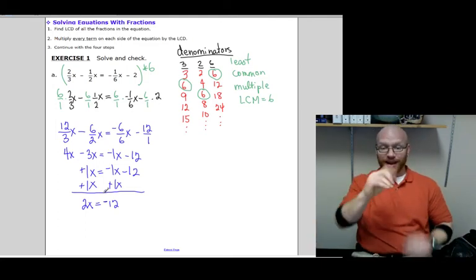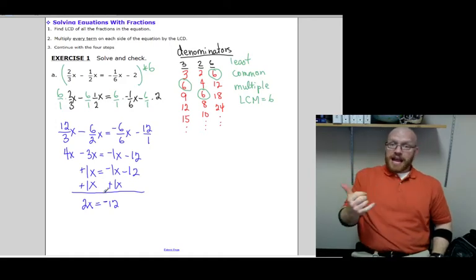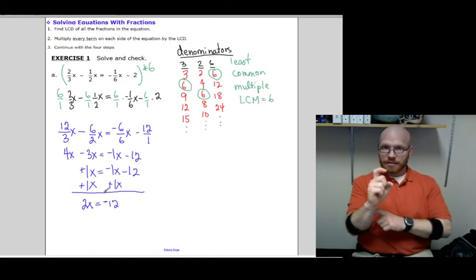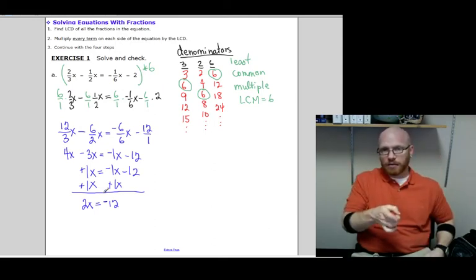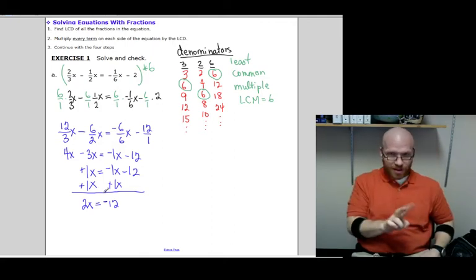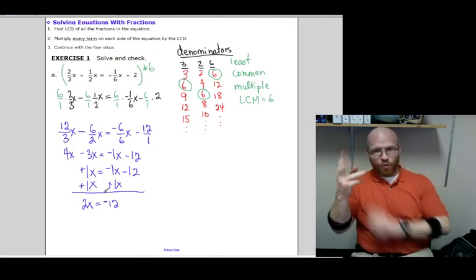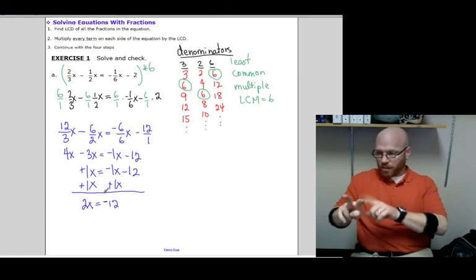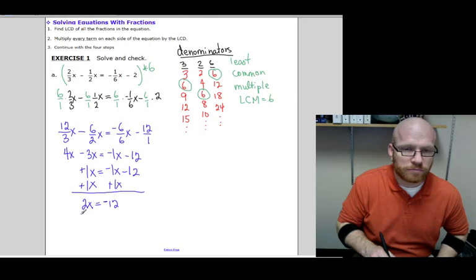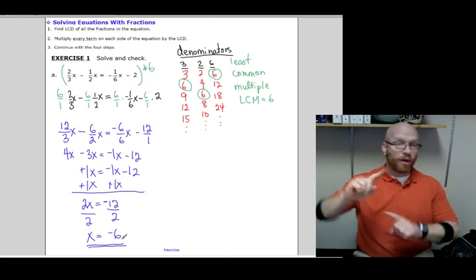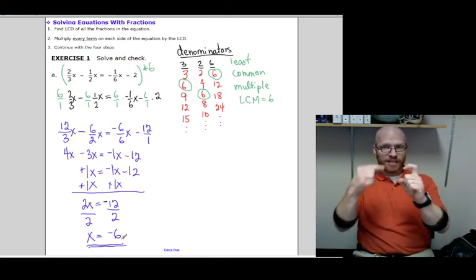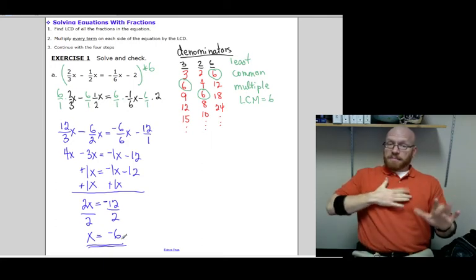Now you can see we have 2x equals negative 12. Now we have 2 times x. The opposite of times 2 would be divide by 2. So 2x divided by 2. Remember, I can't ignore the negative 12. I have to divide by 2 over here as well. So thus far we have x equals negative 6. That's my answer so far.